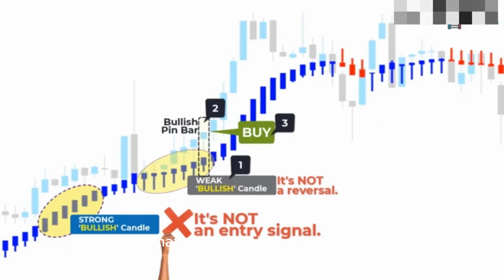This is what we call a high probability signal. It's simple, it's powerful, and most importantly, it's highly effective. See that? Clear, precise, reliable.